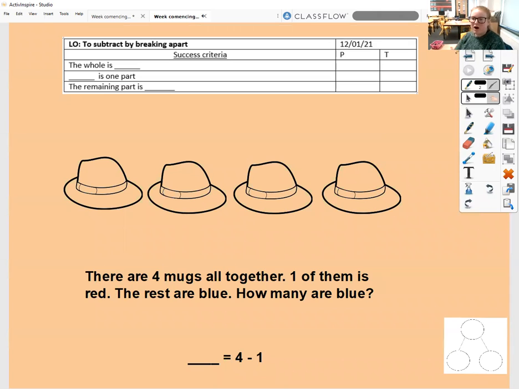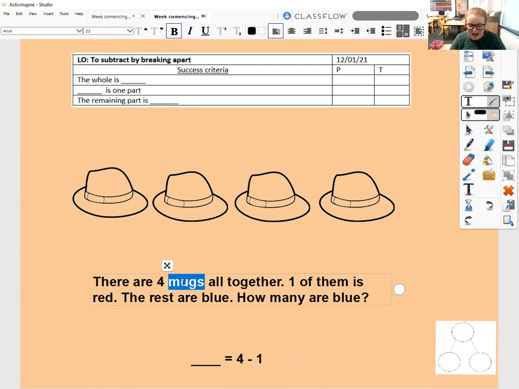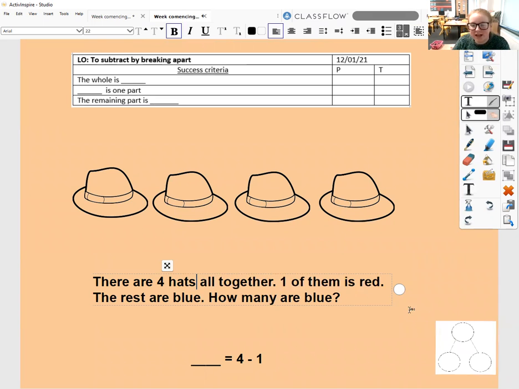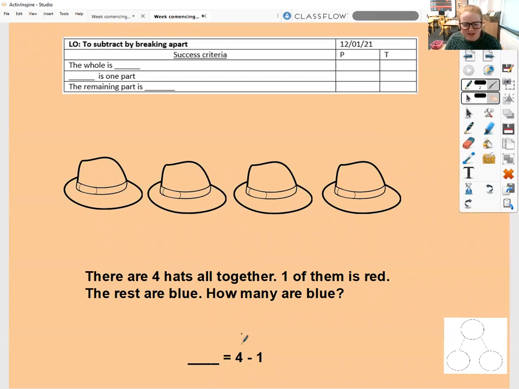Let's look at another one together. So this time there are 4 hats, not mugs, hats, all together. 1 of them is red. The rest are blue. How many are blue? So in my number sentence, I know that there are 4 altogether because 4 is just before my subtraction symbol. 1 of them is red, so I know that this one is red. So we're not counting that one, we're subtracting. So 4 subtract 1 equals how many of them is blue? Let's have a look. 1, 2, 3. 3 are blue. So I know that 4 subtract 1 equals 3, or in this case, we're going to say it 3 equals 4 subtract 1.